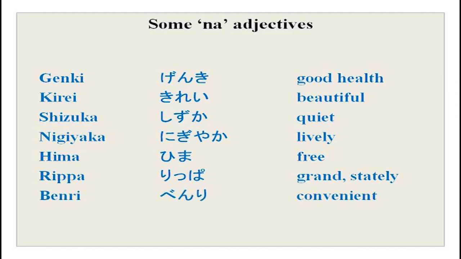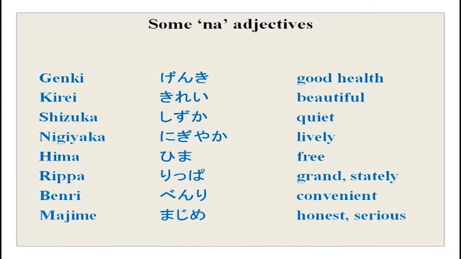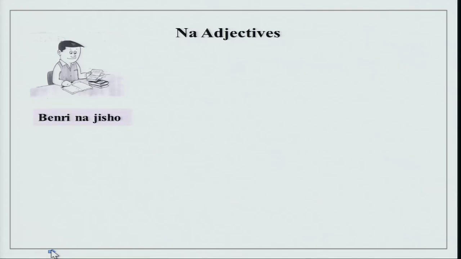And benri, benri is convenient. So anything can be benri. Of course, person cannot be benri. A book can be benri, it could be convenient to use. A jisho could be benri, which is a dictionary. A kuruma could be benri, it is convenient to drive. A road could be benri, it's easy to use the road, it's free of traffic, it has less signals and it is a smooth road, good road, so it could be benri. Then majime is honest, serious, hardworking person is majime. Majime na hito desu.